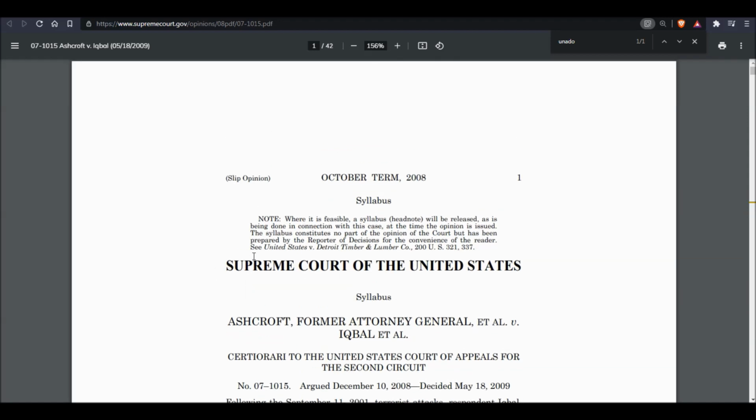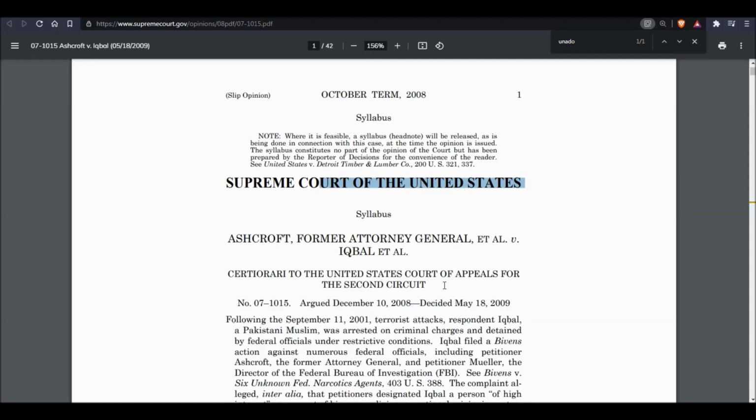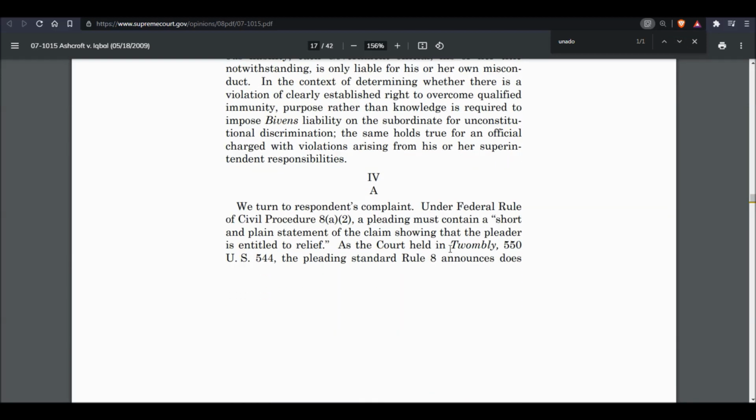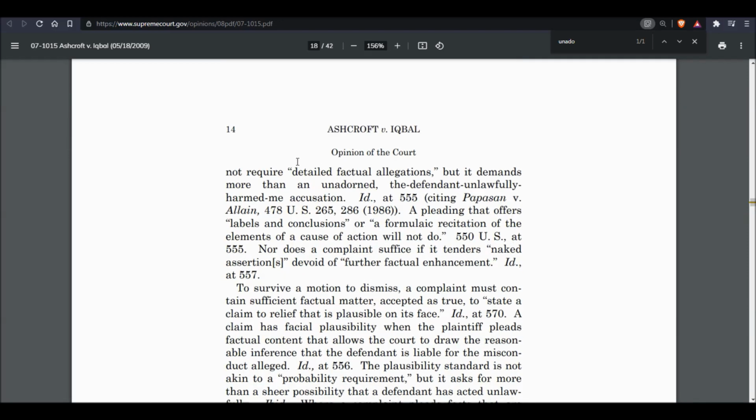Another case that we're going to go over goes into detail specifically as to why what you're saying when it comes to the what is irrelevant. Supreme Court of the United States. Ashcroft, former Attorney General, amongst others, versus Iqbal, amongst others. Case number 07-1015. The fourth section tells you, we turn to Respondent's complaint under Federal Rules of Civil Procedure 8(a)(2). A pleading must contain, quote, a short and plain statement of the claim showing that the pleader is entitled to relief. As the court held, the pleading standard Rule 8 announces does not require detailed factual allegations, meaning you don't have to be long-winded, but it demands more than an unadorned, the-defendant-unlawfully-harmed-me accusation.